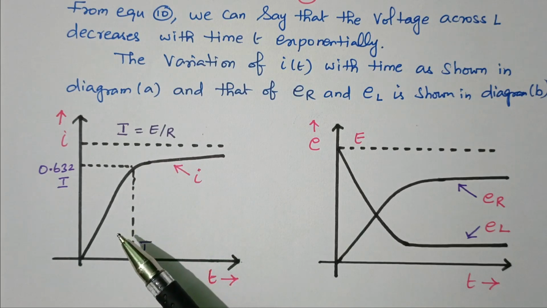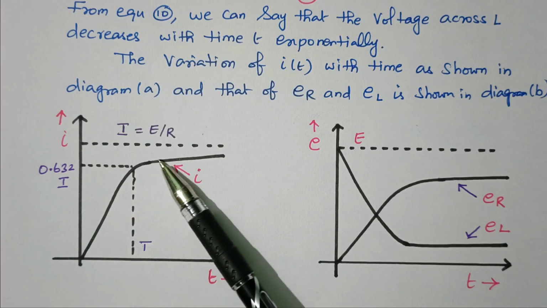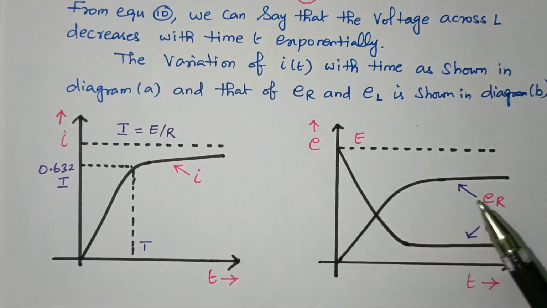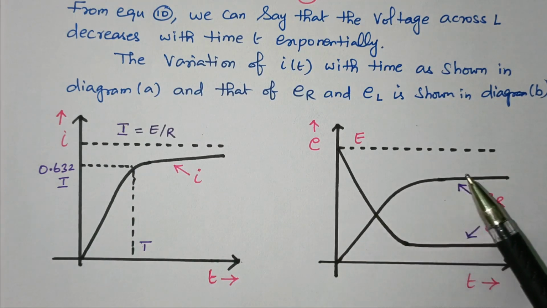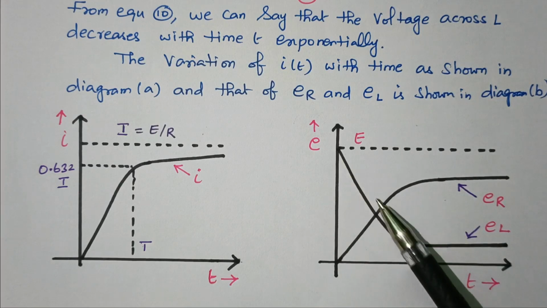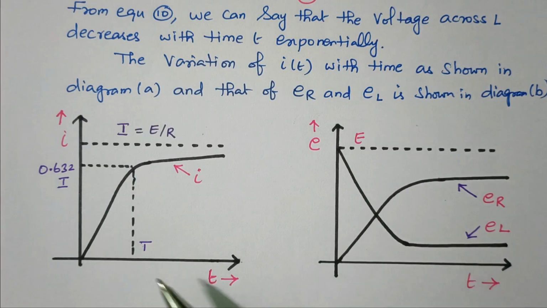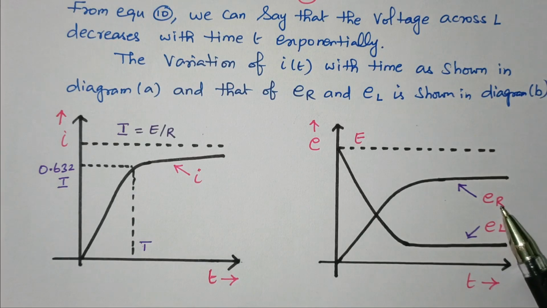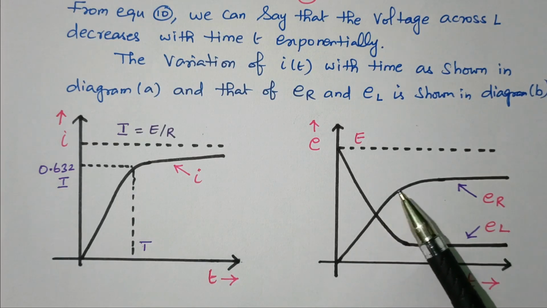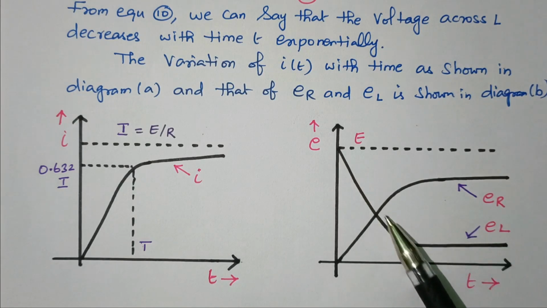Right. So after analyzing, we are able to say that when the time increases, the current through the circuit increases exponentially. Right. Similarly, voltage across the resistor also increasing from 0 to E. But the voltage across inductor is decreasing. We already discussed that it keeps on decreasing exponentially. So current increases exponentially with respect to time. Voltage across the resistor also increasing exponentially with respect to time. The voltage across the inductor decreasing exponentially with the time.